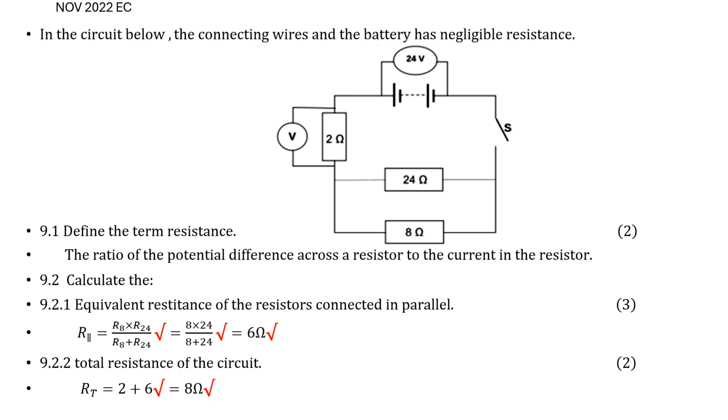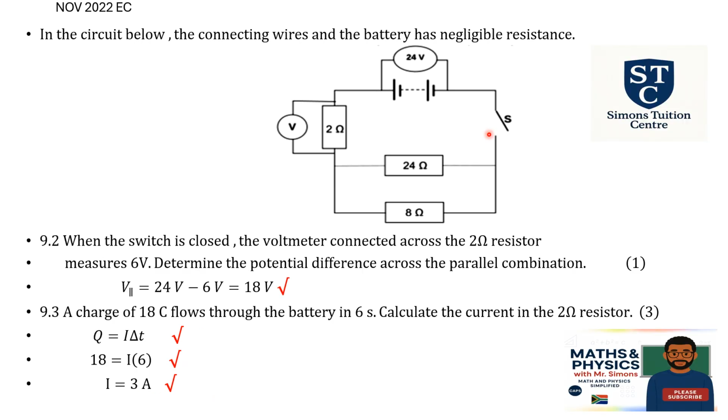Now let's look at the other questions. Right, now when switch S is closed, voltmeter connected across the 2 ohm measures 6 volts. So we need to understand the following, very important. In parallel, voltage remains constant. In series, current remains constant, right? So whatever voltage I've used in series, that I have to take away from my total voltage to have the constant voltage in parallel. So I have 24 volts.